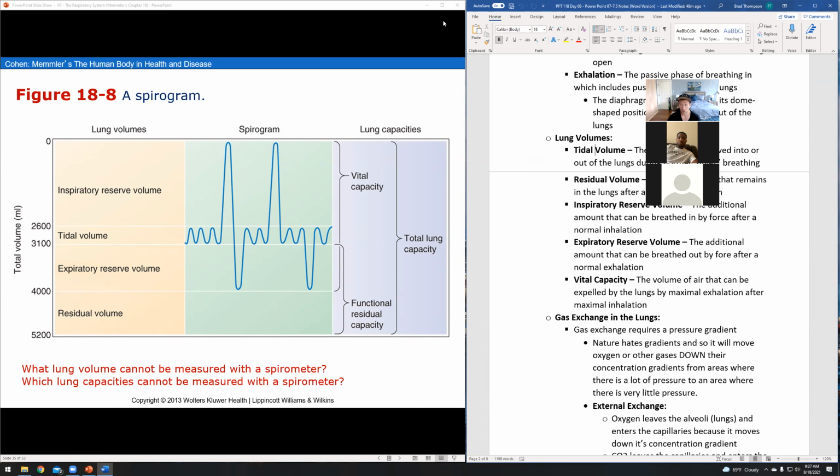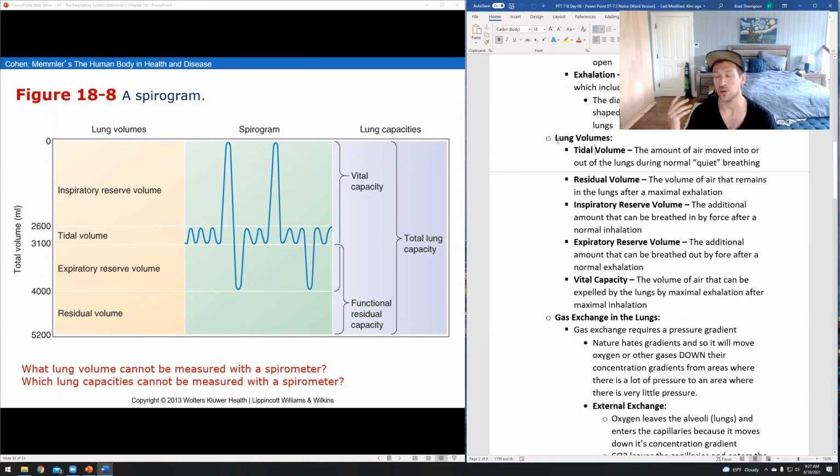All of you could go and take a bigger breath. All of you could go and exhale a bigger breath, right? But for the most part, you're kind of just breathing in naturally and breathing out naturally. That is what we refer to as your tidal volume.